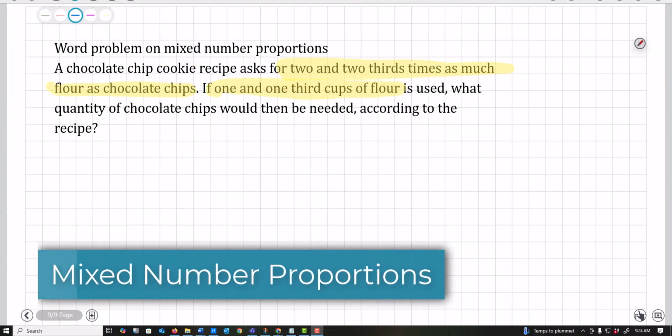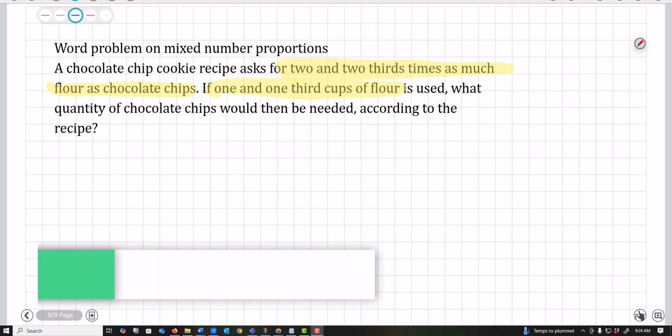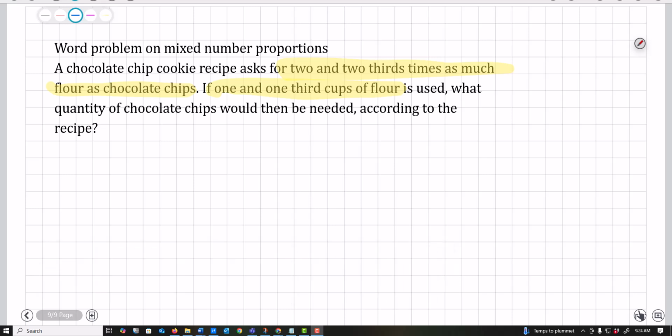Okay, so we're given a word problem on mixed number proportions. Remember, a mixed number is where you have some big whole number and then a fraction. It says a chocolate chip cookie recipe asks for 2 2/3 times as much flour as chocolate chips. If 1 1/3 cups of flour is used, so this is what I'm going to call X, that's what I'm solving for. What quantity of chocolate chips would then be needed according to the recipe?